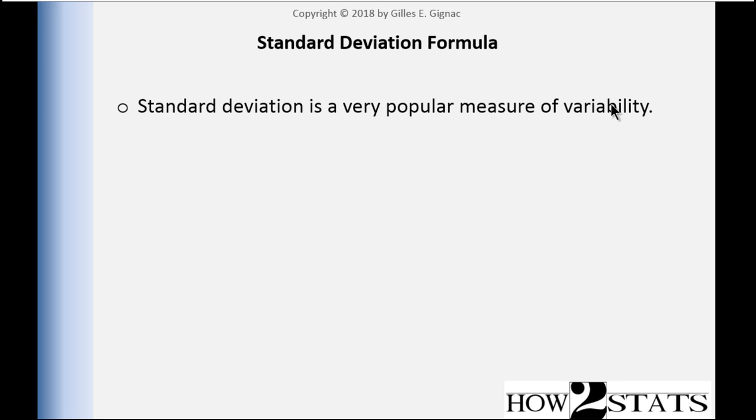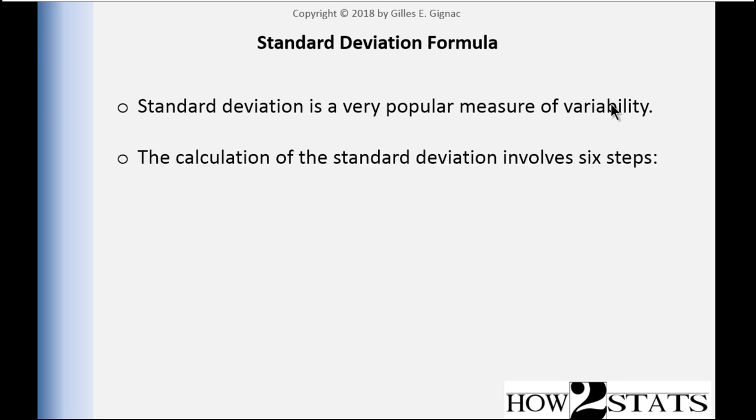Now I mentioned in the textbook first the range, which is a very basic measure of variability: the smallest and the largest value in the data set. Standard deviation is more complicated, but also much more useful, and it's also very popular. So the calculation of the standard deviation involves 6 steps.